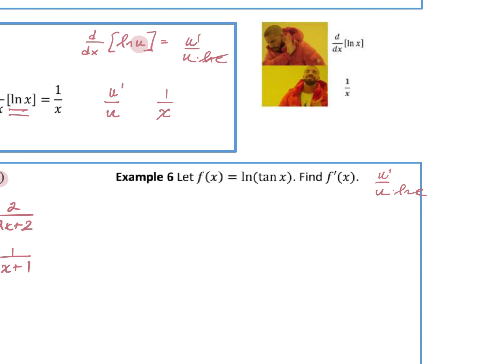So f prime of x is going to be u prime over u. So u prime is the derivative of tangent, which is secant squared of x, and then over tan of x. And again, we don't need ln of e, which is going to go to 1. So we have f prime of x equals secant squared of x over tan of x.